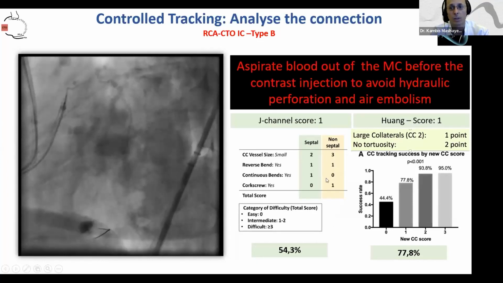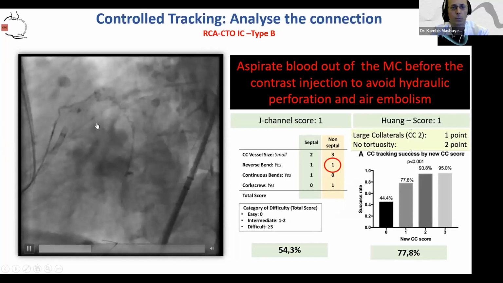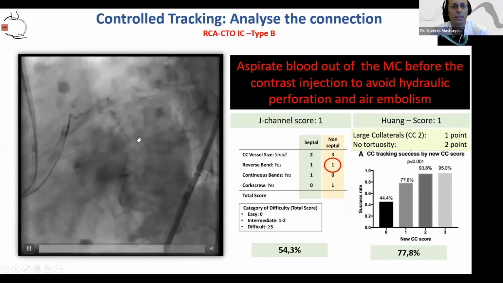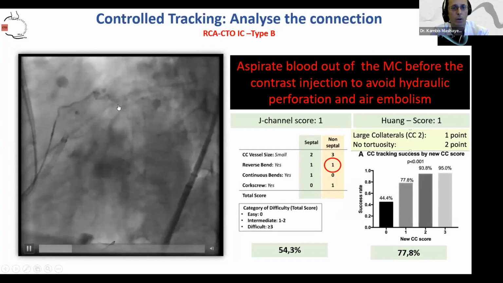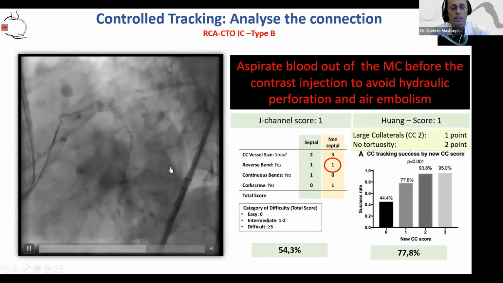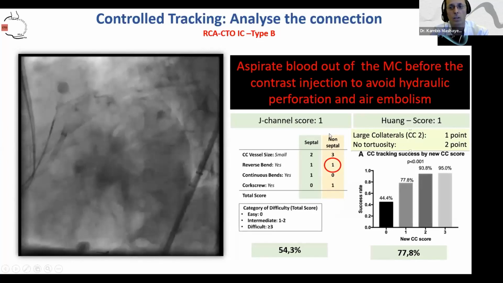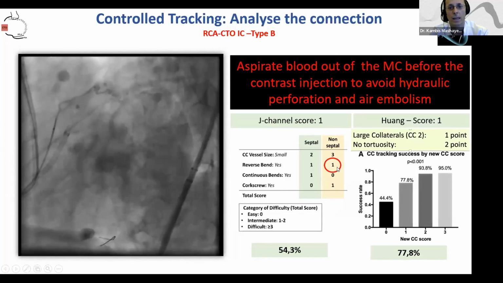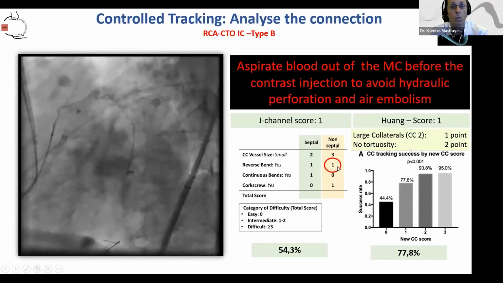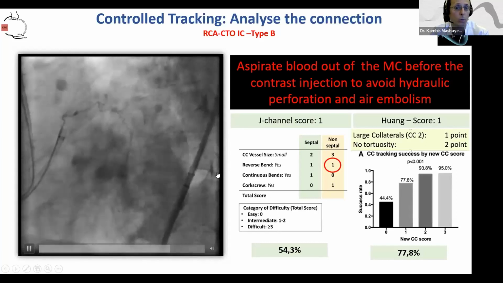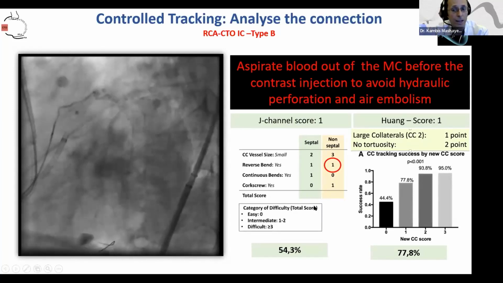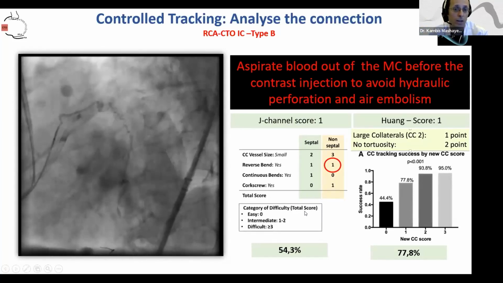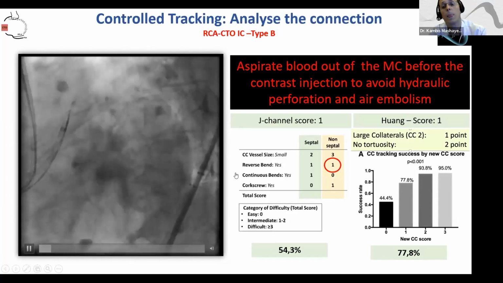Based on the scores, first of all, you have to aspirate blood whenever you analyze this. When you can aspirate blood, you can give contrast, and then you have to analyze this in multiple views. What you see is a non-septal collateral. It has a reverse bend inside, so this already makes 1 point, and probably even corkscrew, we can count it like this as well. So it is of intermediate or even high difficulty.